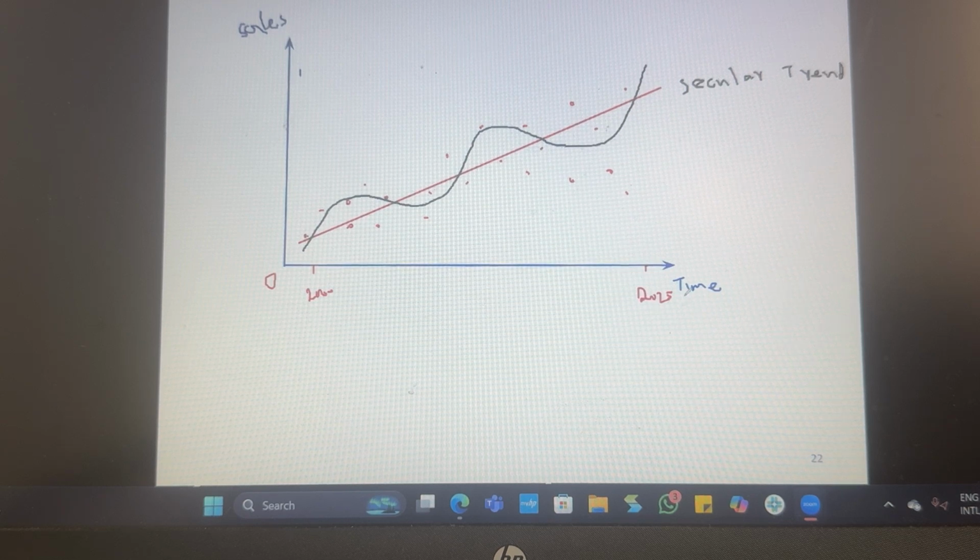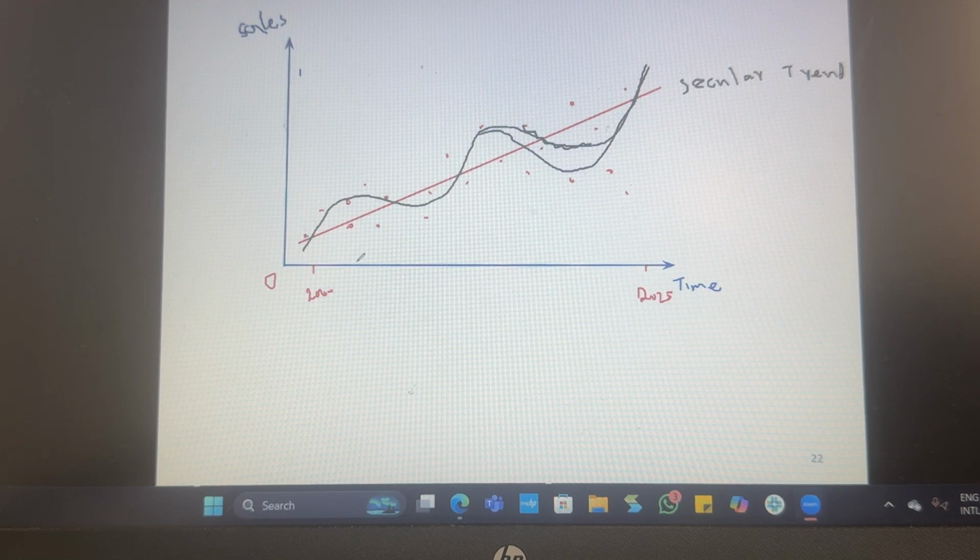Somewhat like this. Or else sometimes you can draw a line a bit lower than this. Not this one. This is the actual pattern. You can see little ups and downs throughout this 25-year period. So you understand what I'm telling?